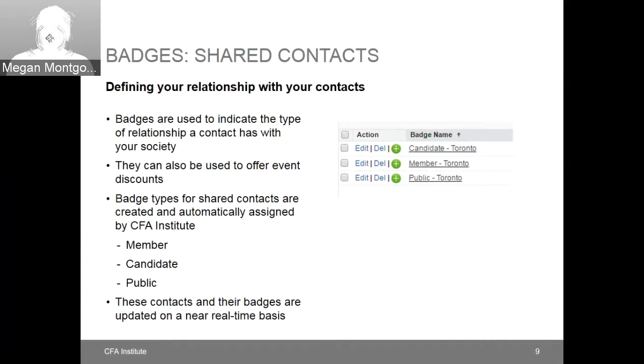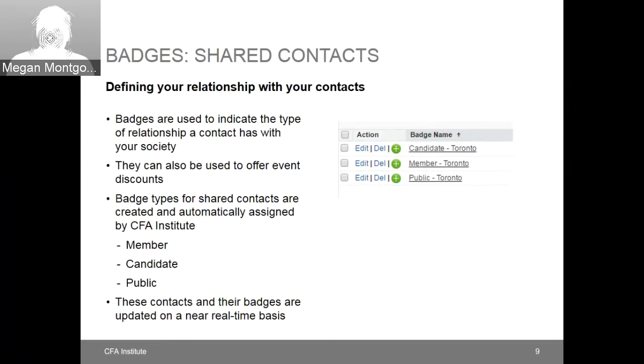So for those individuals who are shared with CFA Institute, so basically anybody that's on your society portal already, they're going to already have a badge applied to their record automatically. So they'll have a member badge if they're a shared CFA Institute and society member. They'll have a candidate badge if they're a candidate in the CFA program.